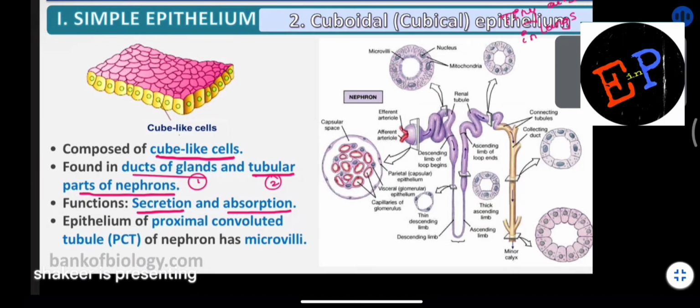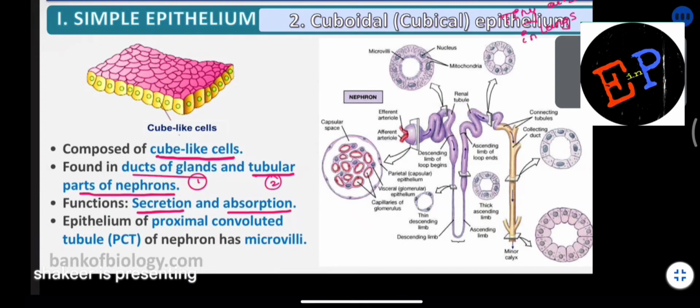And where was it present? It was present in veins and arteries, and it was present in alveolus. And what was the function of those cells? The function of those cells was diffusion of gases. Are you able to understand? Here this cuboidal epithelium, what is it doing? It is responsible for secretion as well as absorption. So these functions you should not forget.